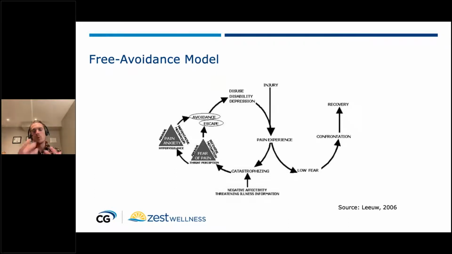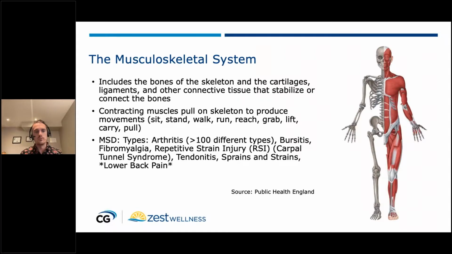Now, we're talking about pain, and much of today's webinar will be on the musculoskeletal system, so pain in terms of our muscles and bones. Here's a little bit of background on the musculoskeletal system, sometimes called simply the MSK system. It includes bones of the skeleton and the cartilages, ligaments, and other connective tissue for our body.